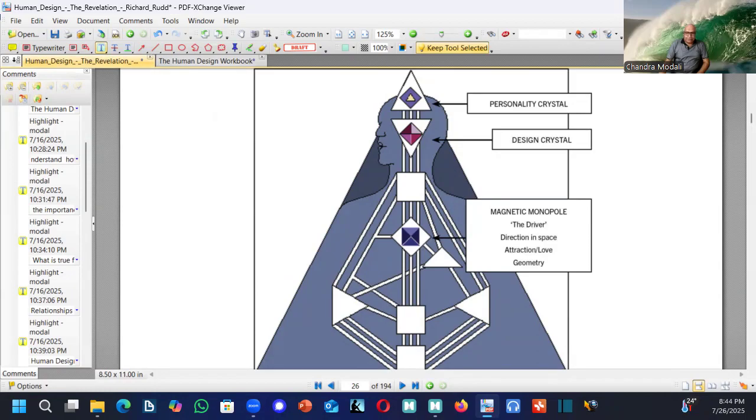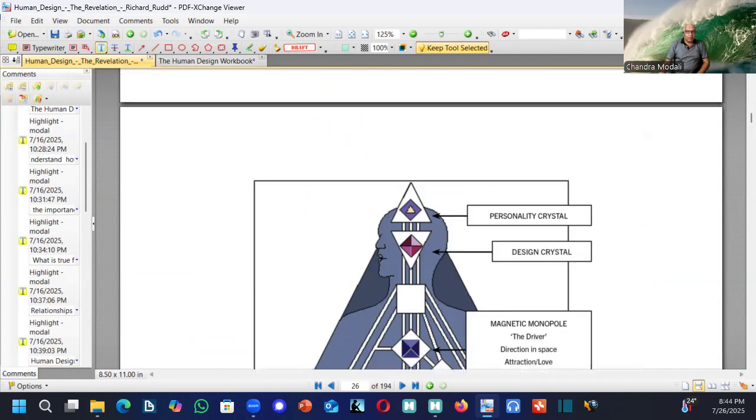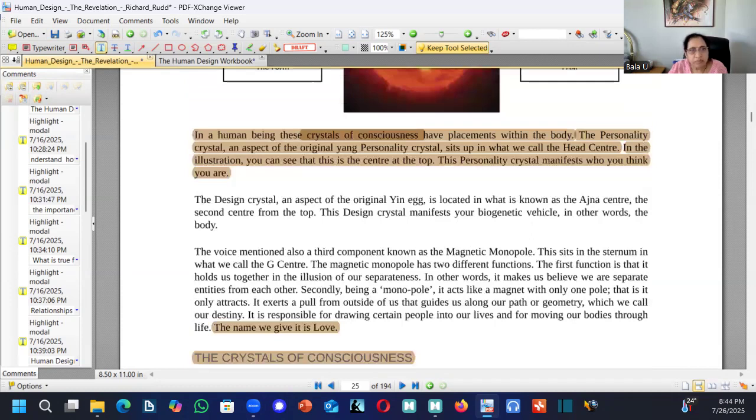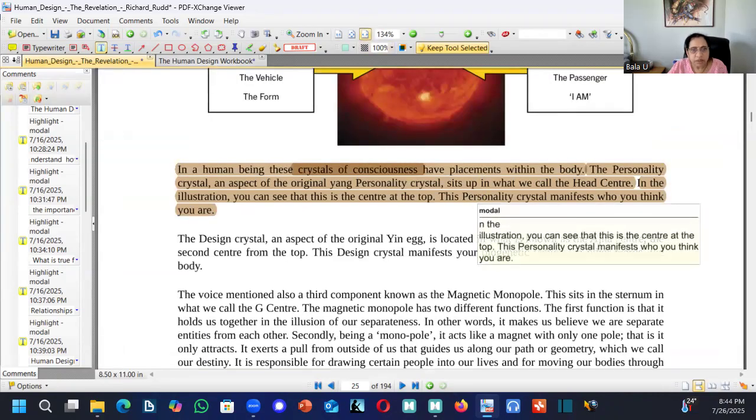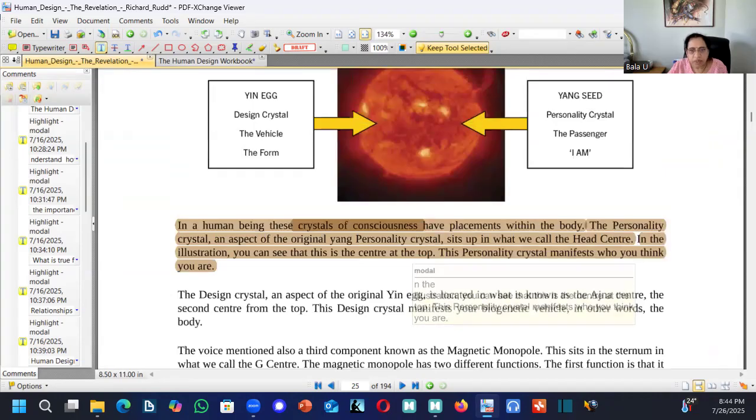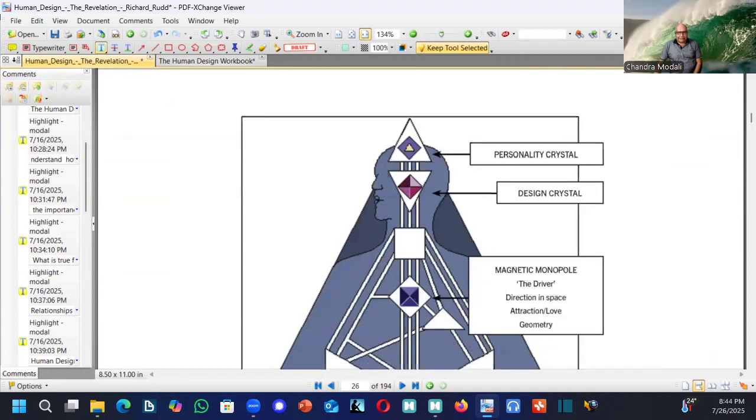He explains that this is the driver, this is the direction, this is the attraction, this is the geometry. So let's read further. In the illustration, you can see that this is the center at the top. This personality crystal manifests who you think you are. The design crystal, an aspect of the original yin egg, is located in what is known as the Agnya center, the second center from the top. He has already explained this design.